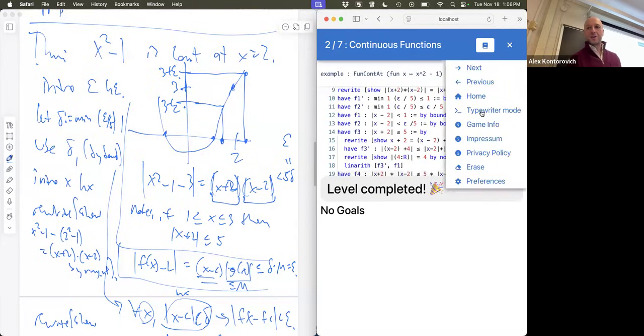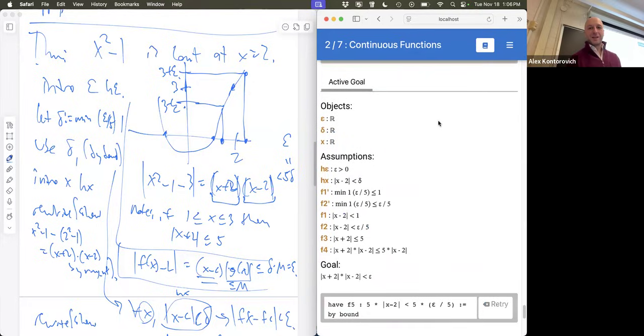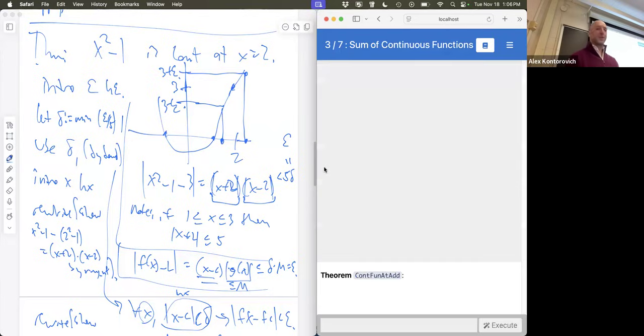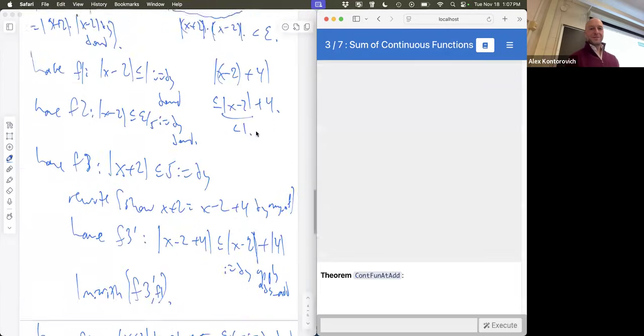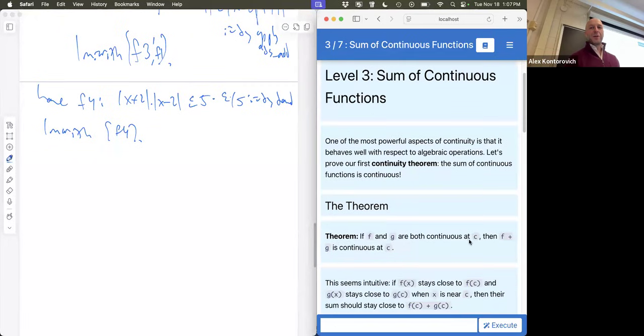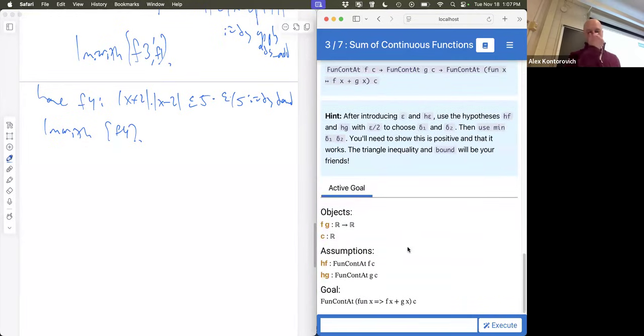Let's switch back to typewriter mode so that we can see that everything worked out nicely and go to the next level. Next, sum of continuous functions. This might be a good quiz. Okay, f and g are both continuous at c. Why is f plus g continuous at c? I think you could just do this directly.